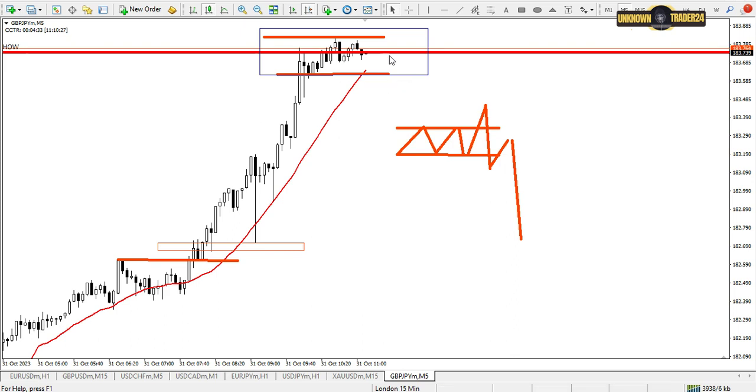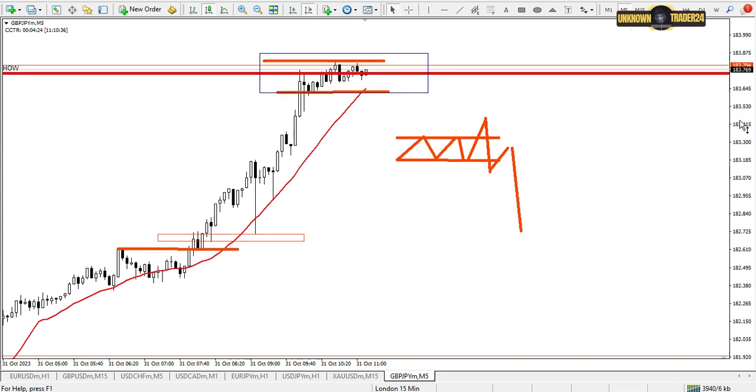Wait for them to get out of this box. Draw a box and allow them to play. If they are gonna reverse, I'm just saying, if they are gonna reverse, allow them to play and then get out of the box. If they are gonna continue, still again allow them. So don't blow your account where you're not supposed to blow your account.